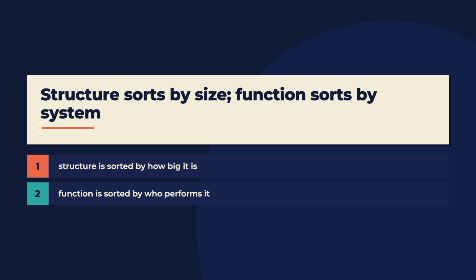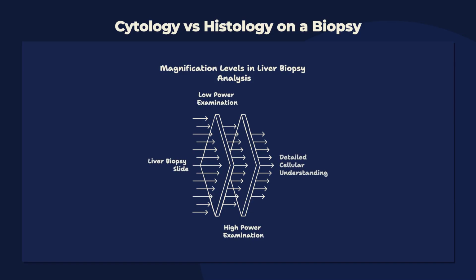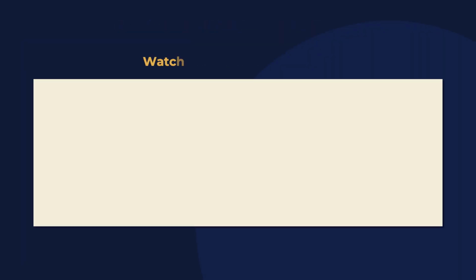Structure is sorted by how big it is. Function is sorted by who performs it. A pathologist reading a biopsy does both in sequence. Low power checks tissue architecture and arrangement. That's histology. High power checks individual cells, nuclei, and organelles. That's cytology. Same slide, two genuinely different questions.